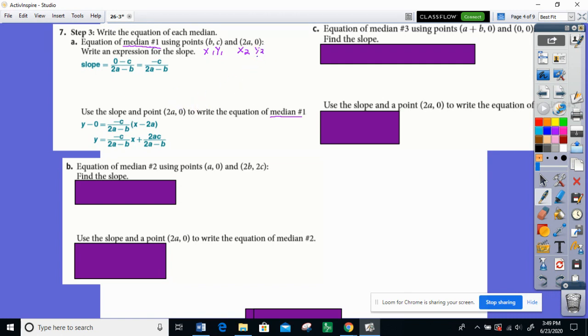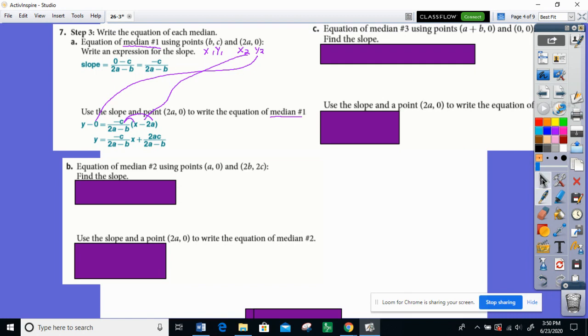So this y value of 0 is being plugged in right there, equals the slope times x minus the x value of your point. Okay, and then to get from this original step down to here, we're just doing the distributive property. So the slope times the x, and then negative c times negative 2a gives us 2 times ac.